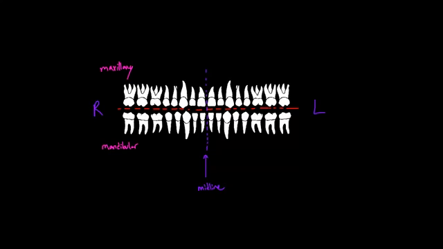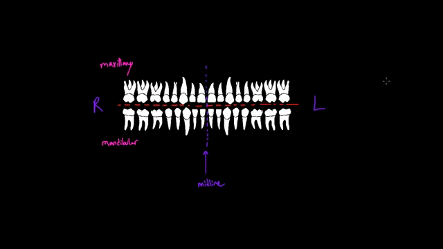It's very important. As you can tell, we've split up the mouth into four different quadrants. This would be the upper right or maxillary right quadrant, and this would be the upper left or maxillary left quadrant. This would be the lower left or mandibular left quadrant, and so on. That is very important for you to know.